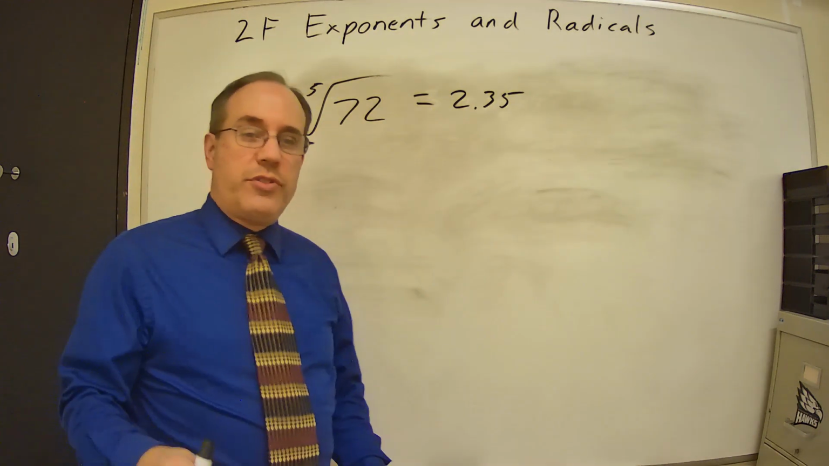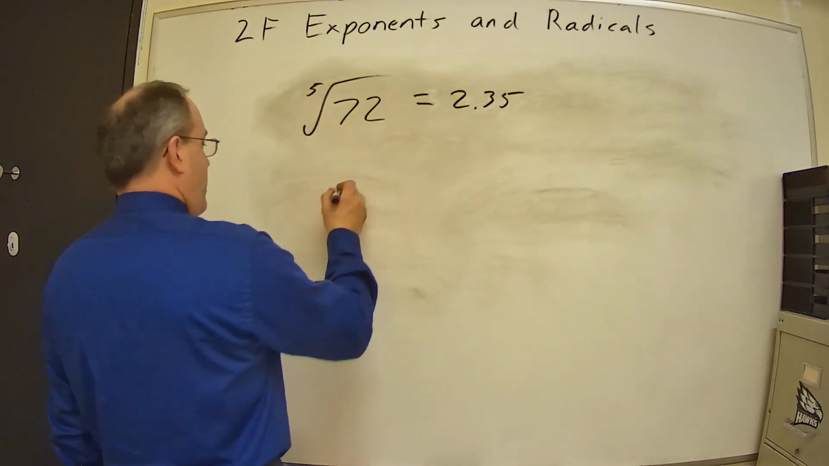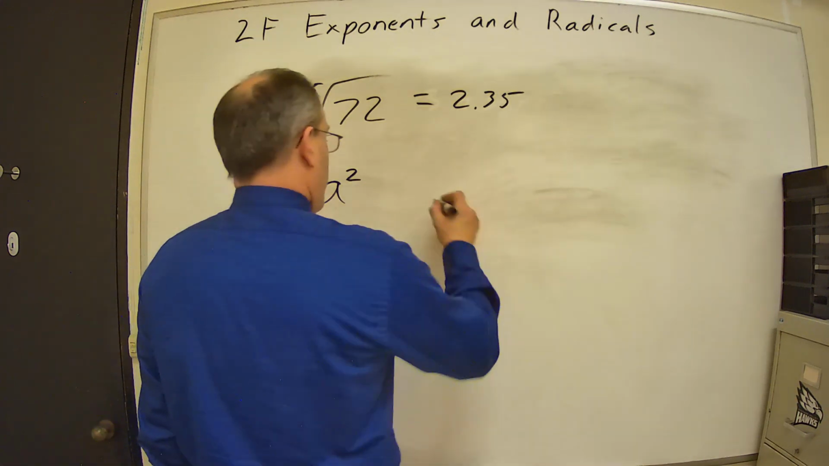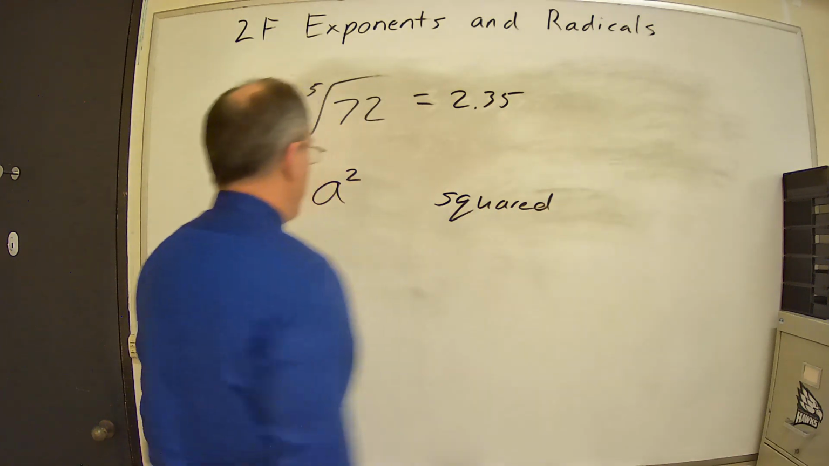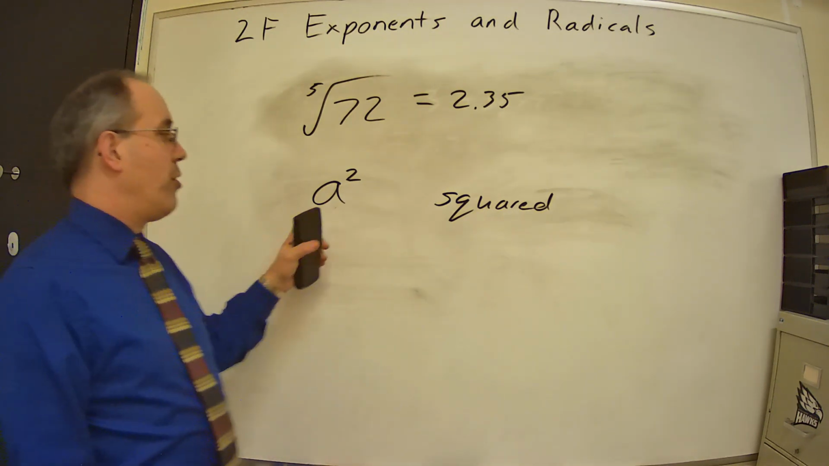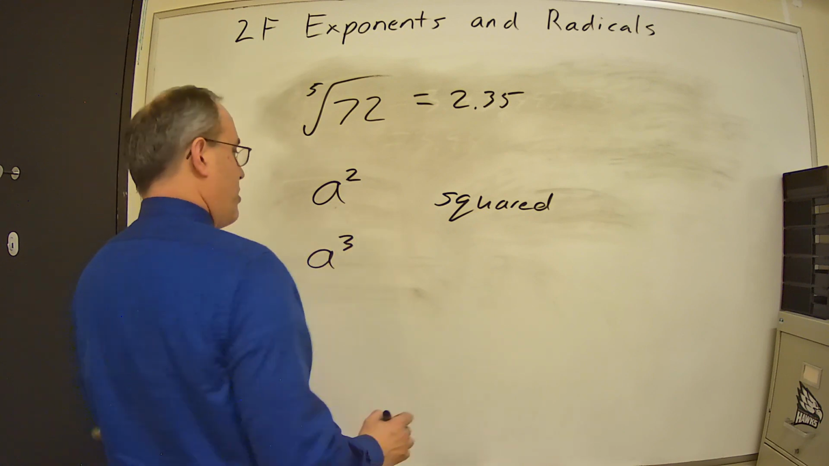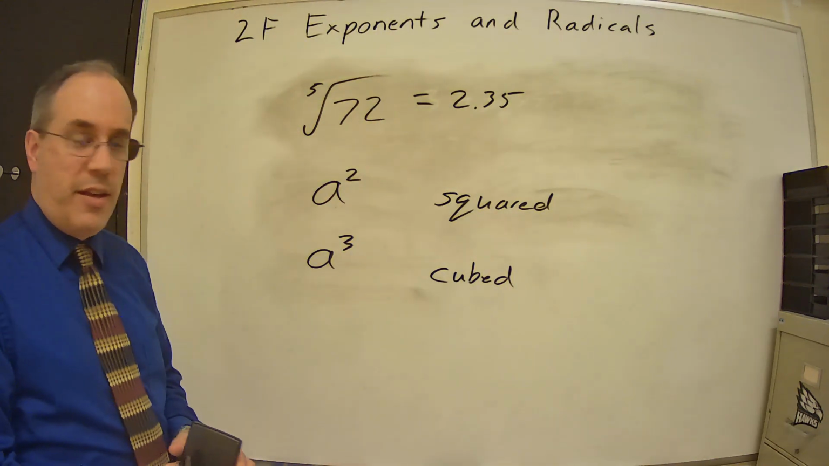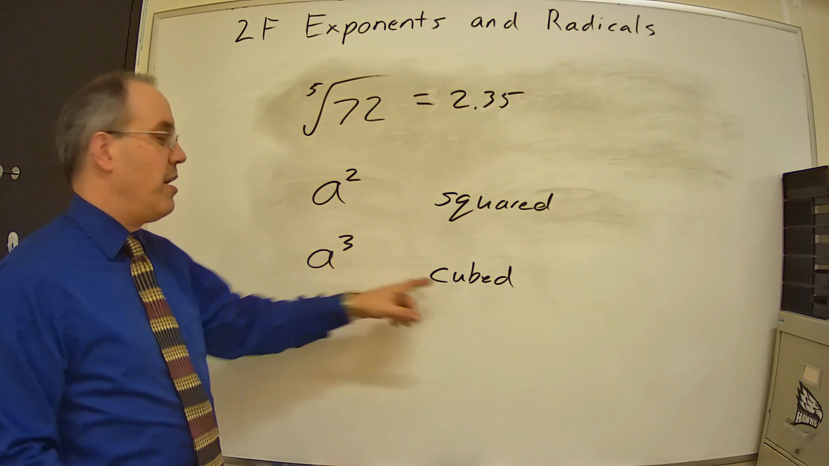But I just want to give you some special terms to make sure that you're aware of them. If you take any number and raise it to the 2nd power, we refer to that as squared. So it's a to the 2nd power, or a raised to the 2, or a squared. If you take any number and raise it to the 3rd power, we can refer to that as cubed. So that could be a to the 3rd power, a to the 3, or a cubed.